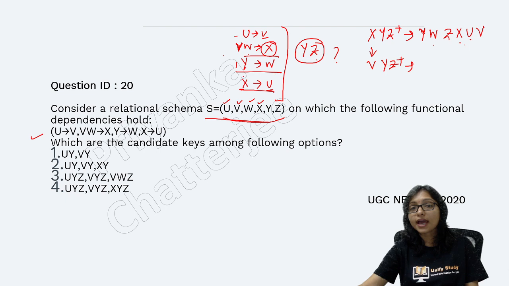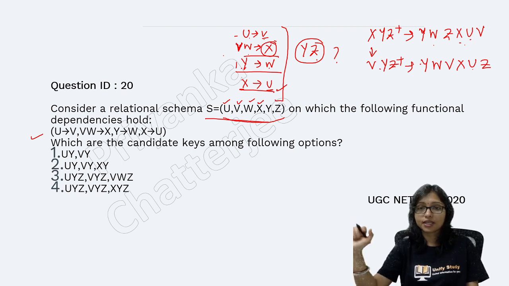Because through the X, you can do U, right? So through the V, can you do anything? Through the Y you can do W. Now when V came, V is already there. From the VW you can do X. And now from X you can do U also. Now after that Z is there. So U, V, W, X, Y, Z, everything is done.